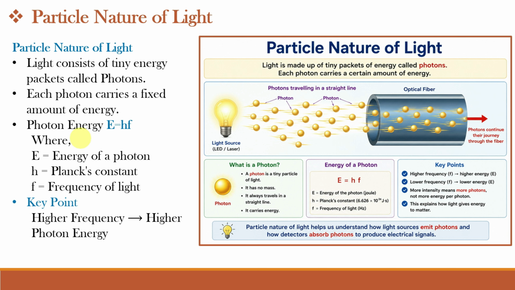The energy of a photon is given by E is equal to hf, where E is the energy of the photon, h is Planck's constant, and f is the frequency of light. And from this equation, the important thing to remember is that higher frequency means higher photon energy. In other words, light with a higher frequency carries more energy than light with a lower frequency.